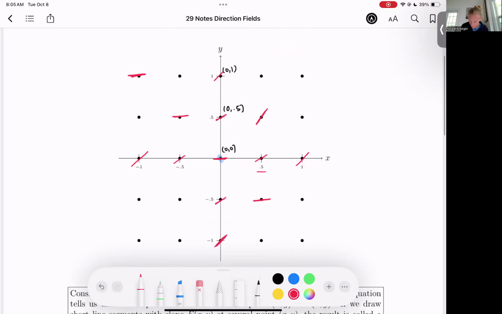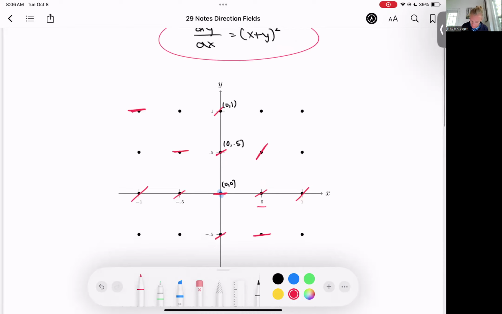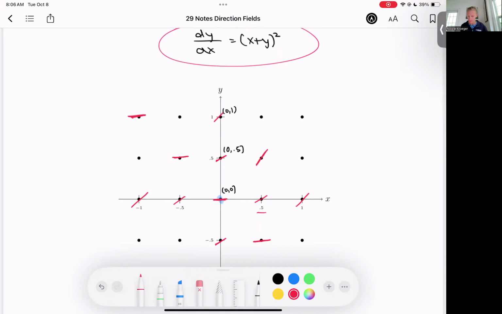Along that line, y equals negative x, the x and y values are going to add to 0, so we're going to get 0 out of our differential equation, so our slopes are going to be 0. So when I get up to this point over here, 1 comma 0.5, I'm going to have 1.5 squared, and I should be able to do that in my head, but I'll grab a calculator. That's going to be 2.25. So this is a pretty steep slope.